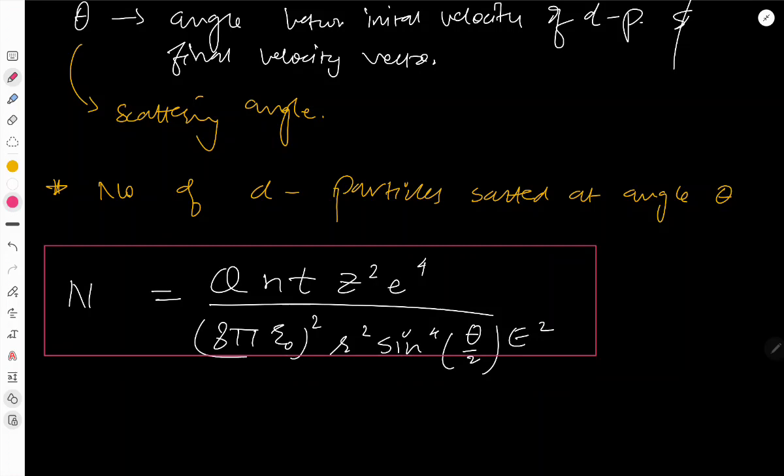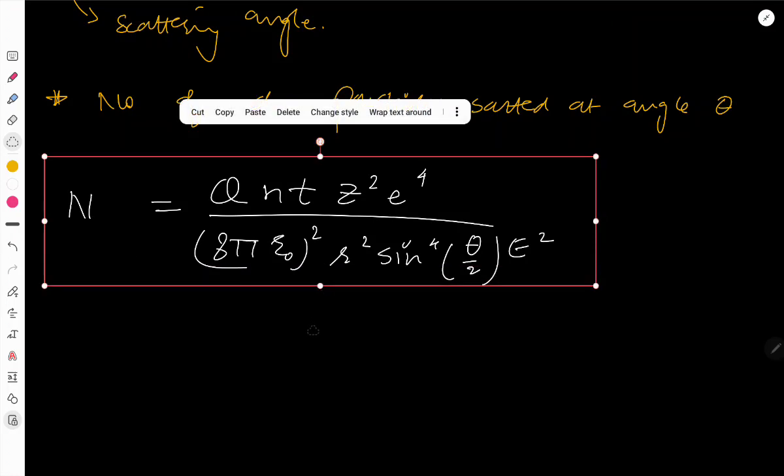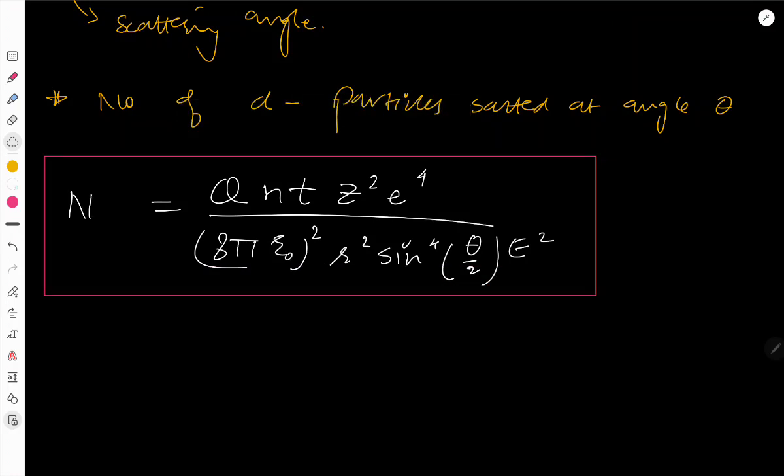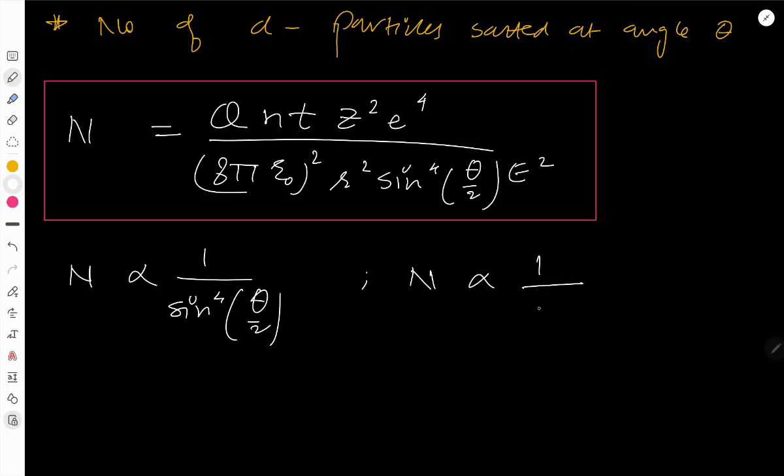There have not been any direct questions on this formula, because the formula is too big to remember and nobody can actually remember this big formula as there is no derivation for it. It is an experimentally proven formula. So the only relation they ask is N is inversely proportional to sine to the power 4 theta by 2, and N is proportional to 1 by v to the power 4. v is the velocity.